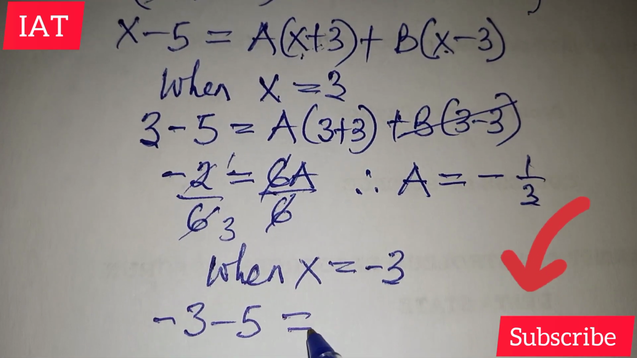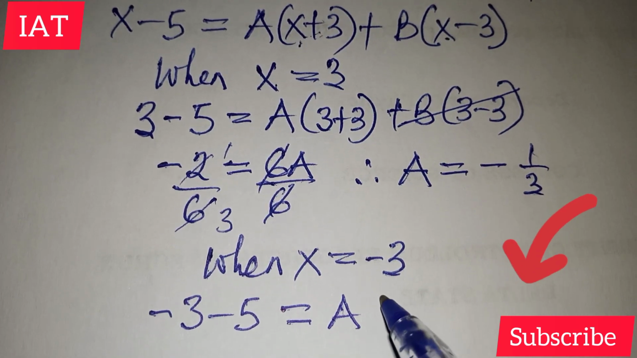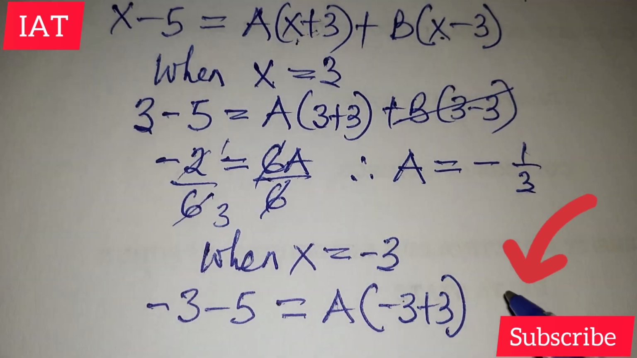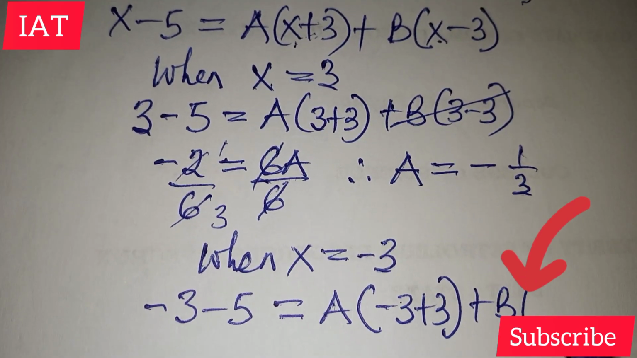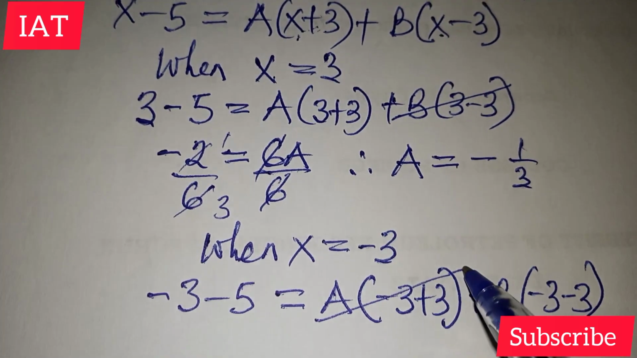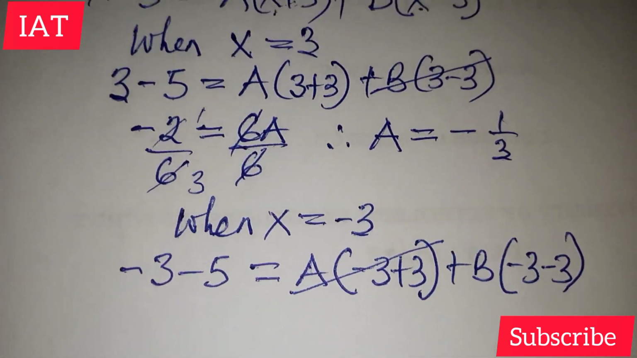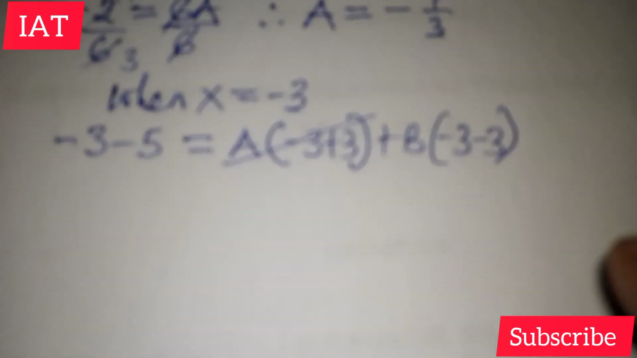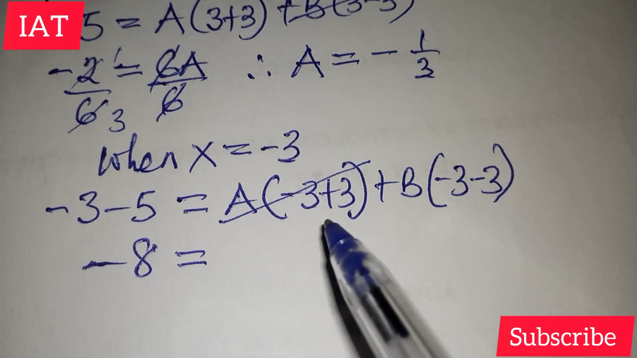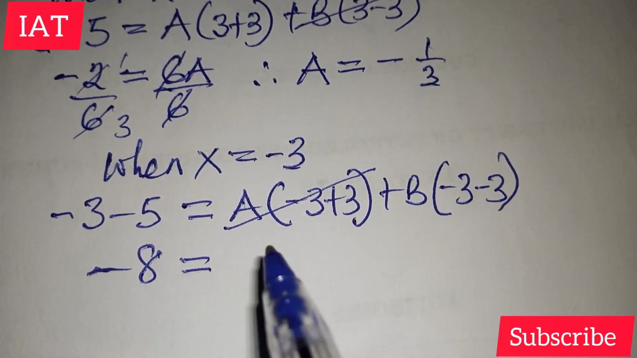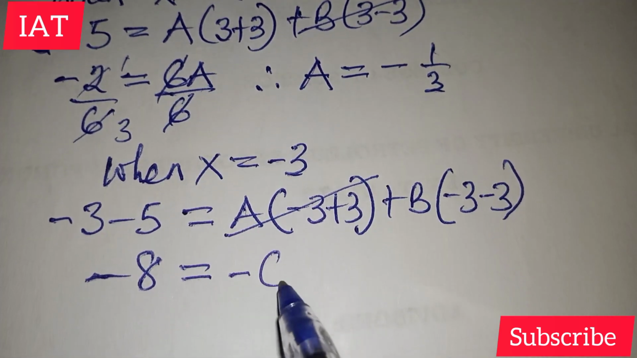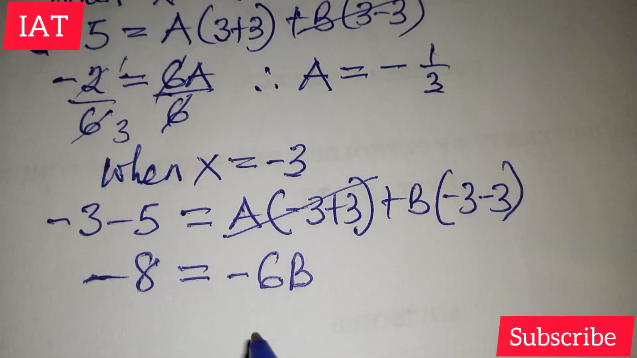This will be equal to a into minus 3 plus 3 plus b into minus 3 minus 3. This will evaluate to give 0. And what's the next thing we need to do? The left hand side here will give minus 8, and this will be equal to minus 3 minus 3, which will give minus 6, and minus 6 multiplied by b, we have minus 6b.